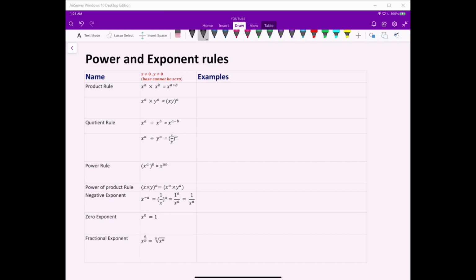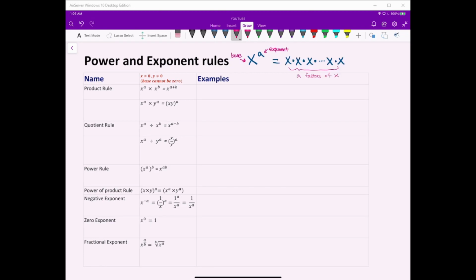Before we get into the rule table, what is a power? A power is an expression of a number with two variables, x and a. x is the base of the power and a is the exponent of the power. This means x gets multiplied a times, which you can say a factors of x. But there is a restriction in powers, which is that x cannot be 0.